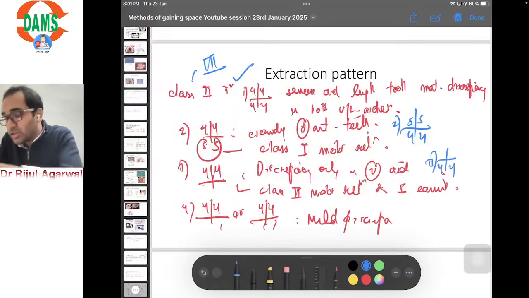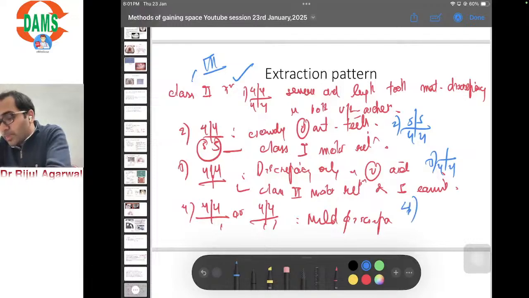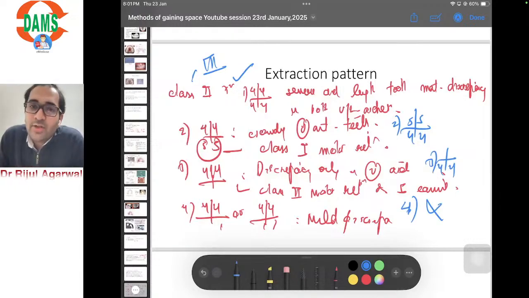There is no fourth scenario in class 3, that is one upper single incisor. Why? Because the upper incisors come in smile and direct visibility, so we cannot extract one incisor because the smile will get deranged. Okay, so there are only 3 scenarios in class 3.